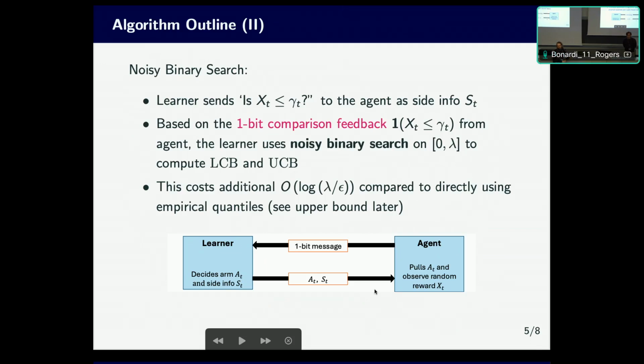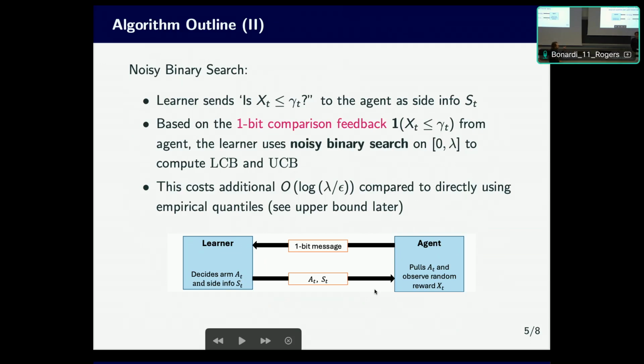Thanks for the interesting talk. Can the learner query about information, some sampling that happened in the past? Like at the t-th round, can the learner ask, is x_{t-1} less than or equal to something? So like the reward observed in the previous round, right? Yeah. In our setup, no. The agent is memoryless. Okay, that's what my question was.